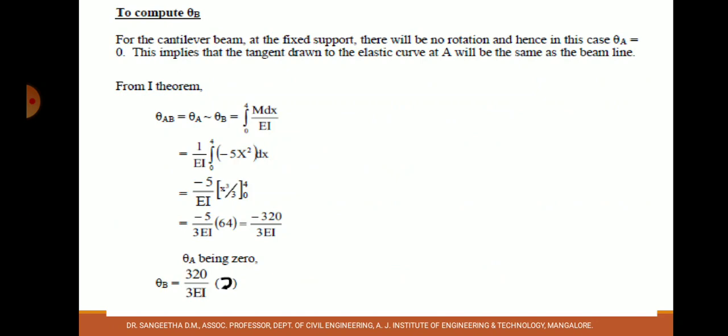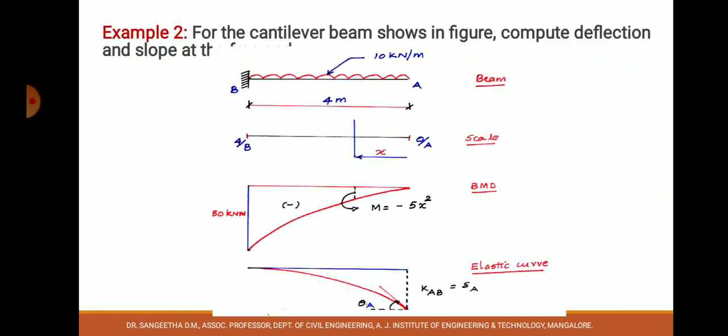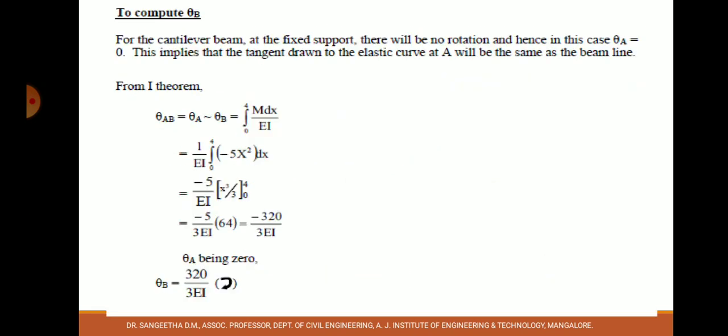So theta B is the M by EI diagram. From 0 to 4, M is the area of this M by EI diagram. Here it is 80 minus 5x square, minus 5 into x cube by 3, from 0 to 4, minus 5. By simplifying, theta A is 0, theta B is 320 by EI. So, the area of the M by EI diagram between 0 to 4.